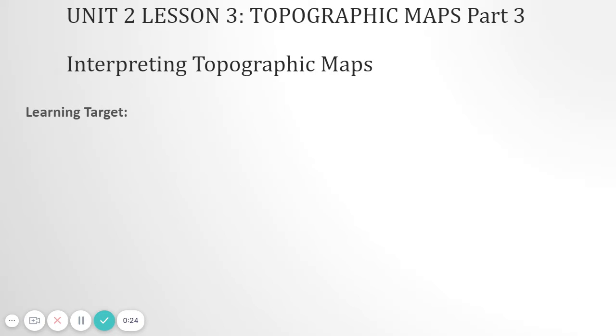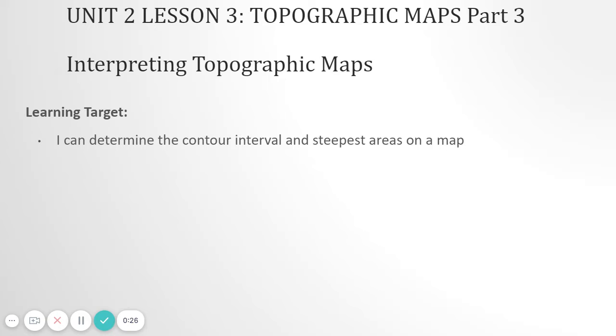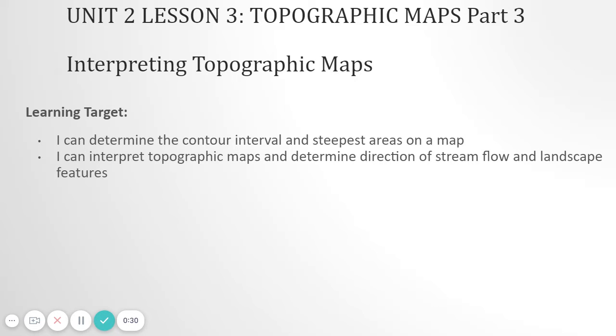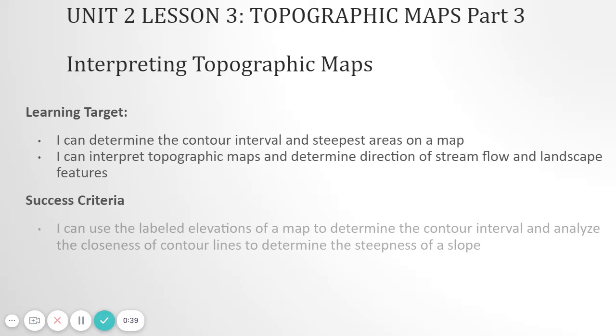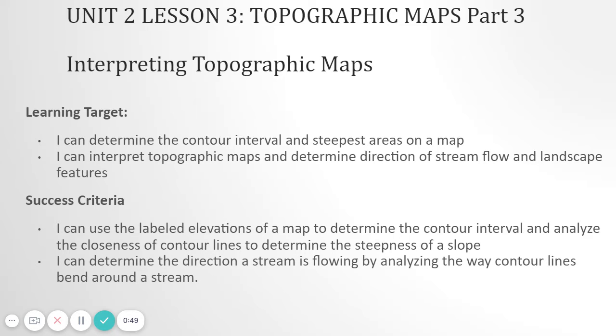Our learning target for today is I can determine the contour interval and steepest areas on a map, and I can interpret topographic maps and determine direction of stream flow and landscape features. Our success criteria is very similar. I can use the labeled elevations of a map to determine the contour interval and analyze the closeness of contour lines to determine the steepness of a slope. I can determine the direction a stream is flowing by analyzing the way contour lines bend around a stream.